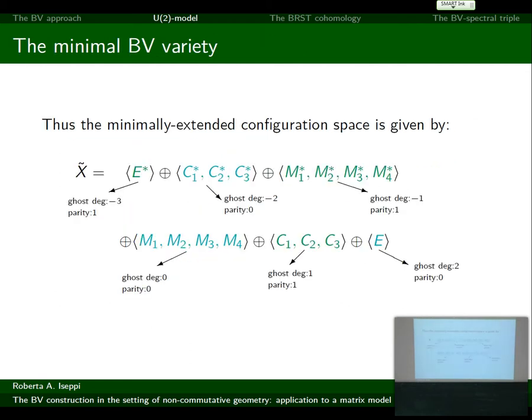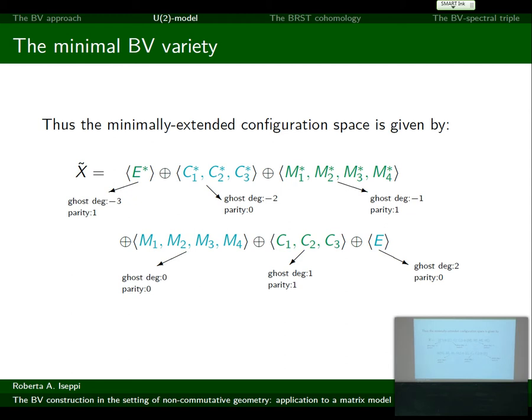To conclude, this is the full picture. Our configuration space is given by our initial fields in degree 0. Then this part was fixed because we have to introduce the corresponding anti-fields. And here is what we have just determined. For the positively graded part, we just have to double this part. The colors tell you that these are all real, while these are all Grassmannian. And as you can see, the parity of a field is the opposite of the parity of the corresponding anti-field.